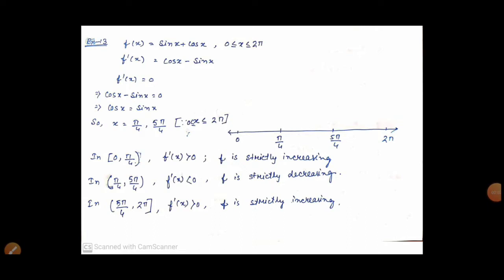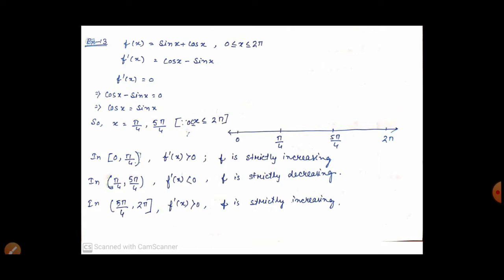Example 13 is given. Find the intervals in which the function f given by f(x) = sin x + cos x, where x belongs to the closed interval 0 to 2π, is strictly increasing or strictly decreasing. That means the function given is sin x + cos x. We have to find in which interval this function is strictly increasing or strictly decreasing.